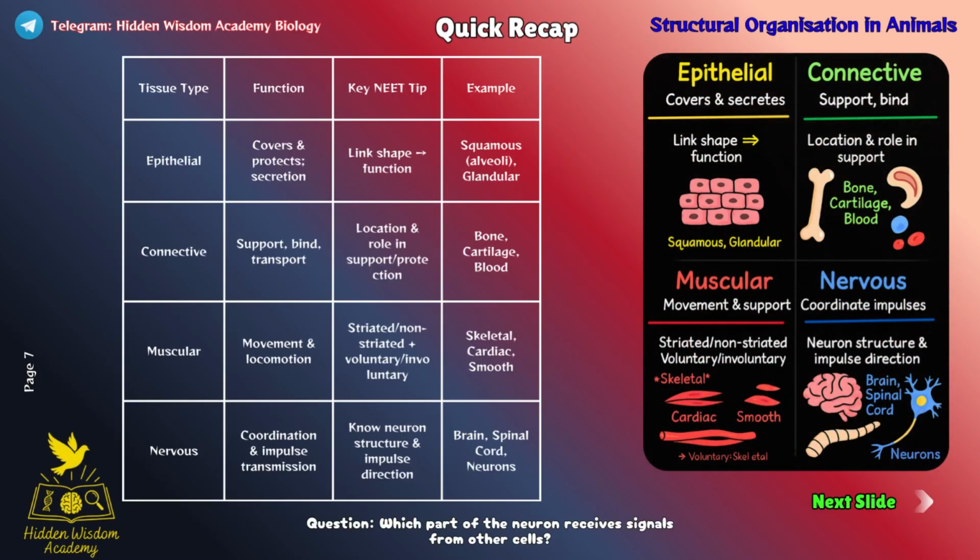Let's quickly review animal tissues. Epithelial tissue covers and protects organs, forms glands, and cell shape matches its function. Connective tissue supports, binds, and transports. Examples are bone, cartilage, and blood. Muscular tissue allows movement, can be voluntary or involuntary, striated or smooth. Nervous tissue controls the body and sends signals, through neuron structure and impulse direction.